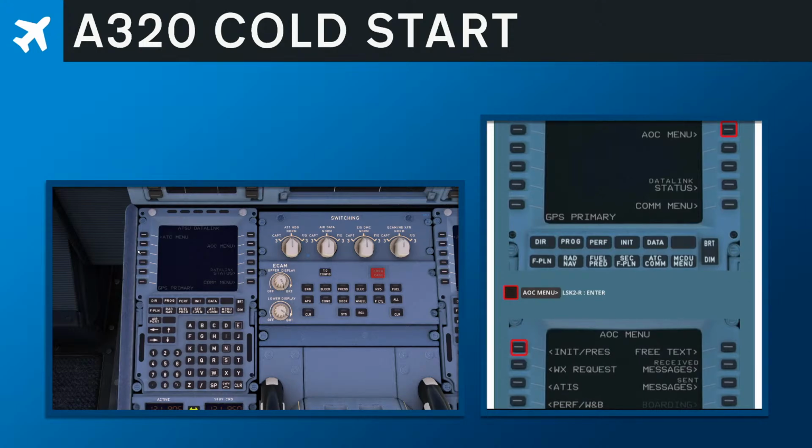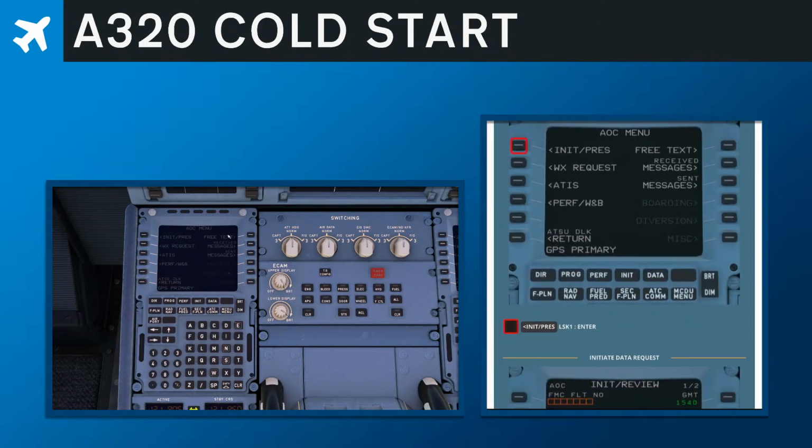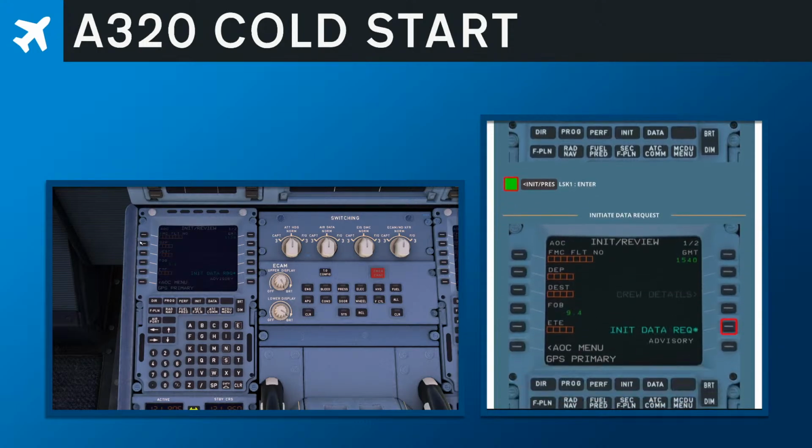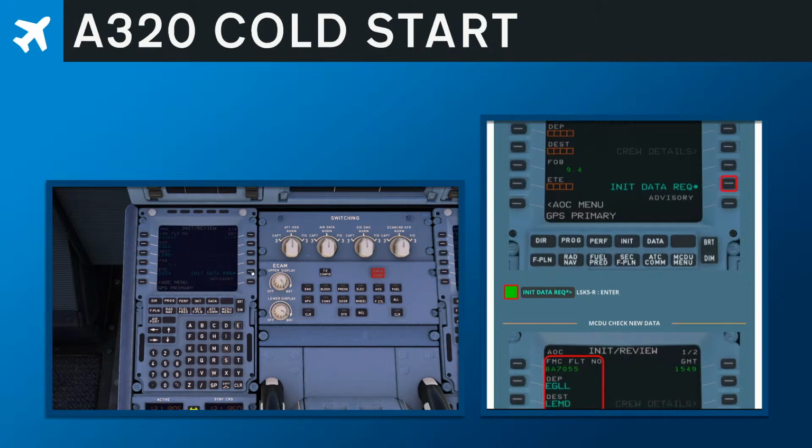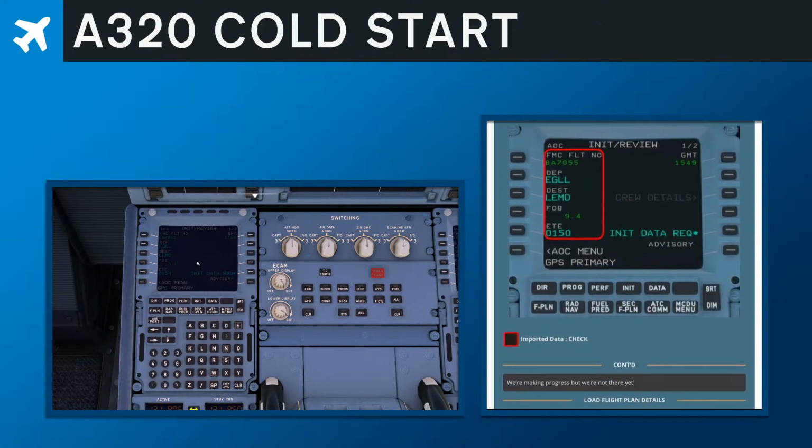Now we need to press AOC menu. Check. Done. Now we need to press LSK1. Done. Check. Move up. Now we're going to request the data, and what this will do is request our flight plan from SimBrief. Look at that, that's fantastic, isn't it? So that's actually done that. Check, we've done that.